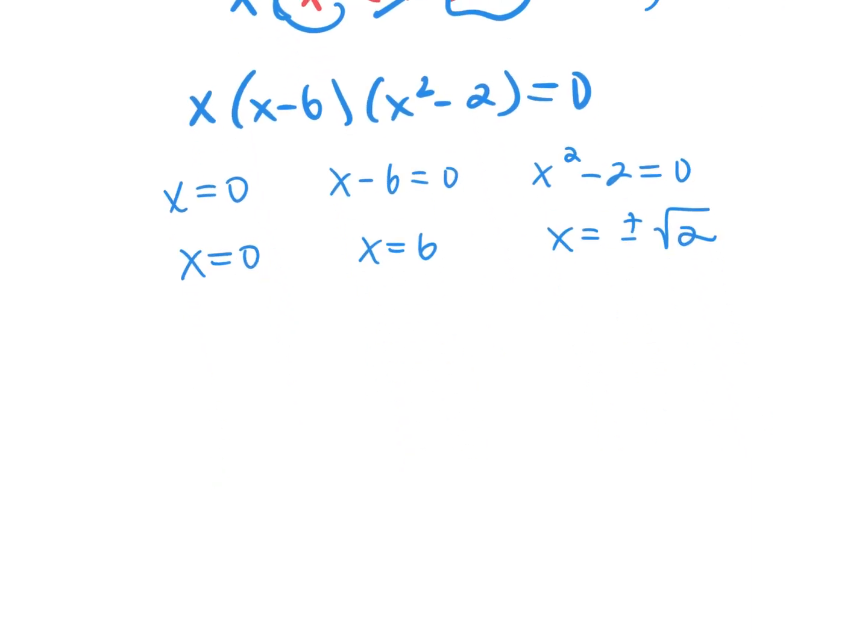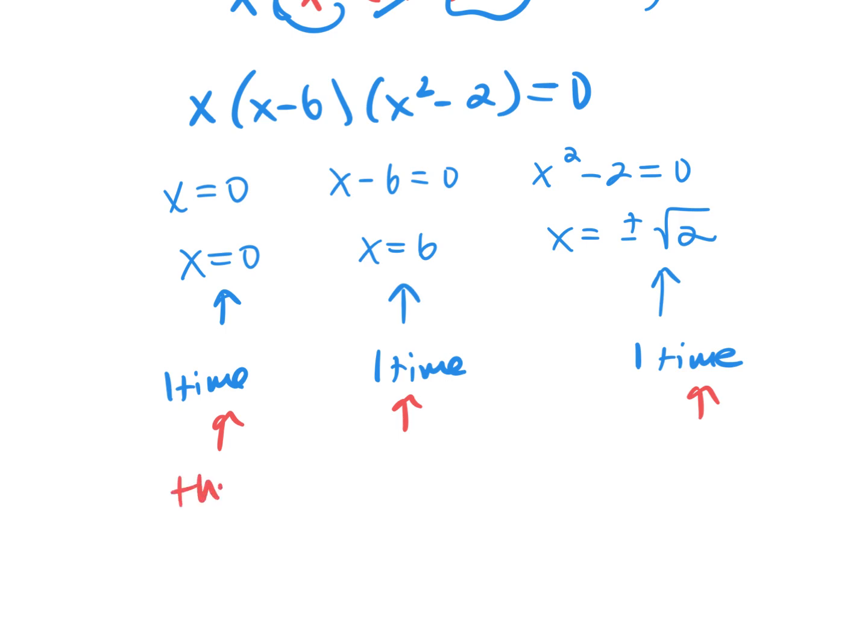So now, there's my 0. So let's talk about multiplicity. How many times do you have x equals 0? 1 time. How many x equals 6s? 1 time. How many plus or minus square root of 2s? 1 time. So what happens at the x-axis on all of these? It's going to cross through, however you want to say it. If you just write the word through, that's totally fine with me. If it was an even number of times that you had it, it would be touch and turn.